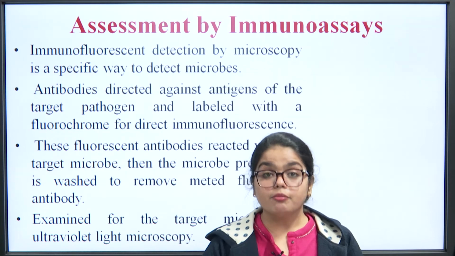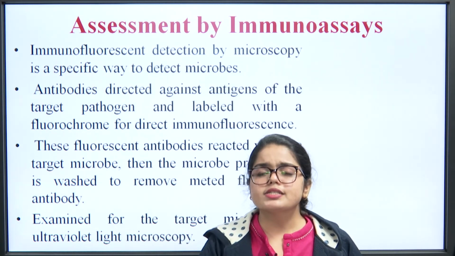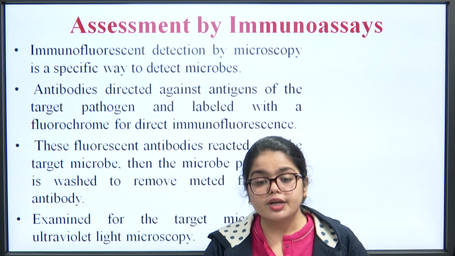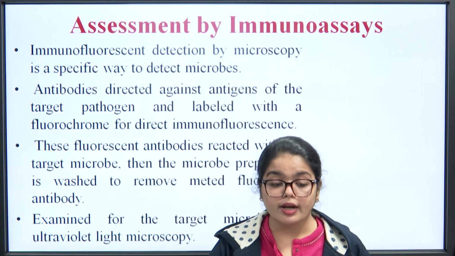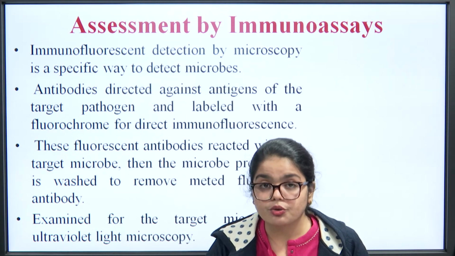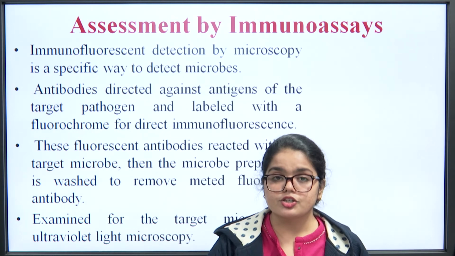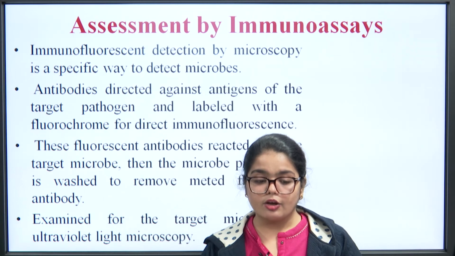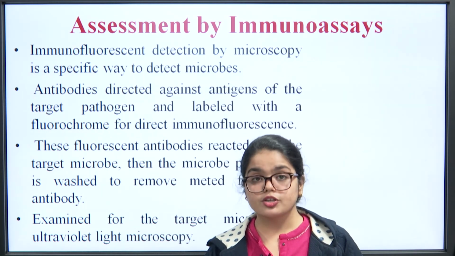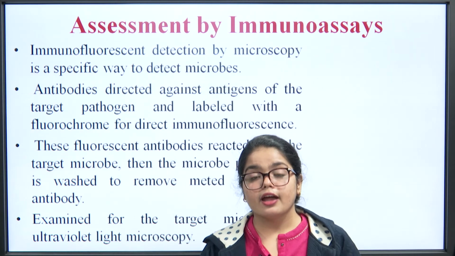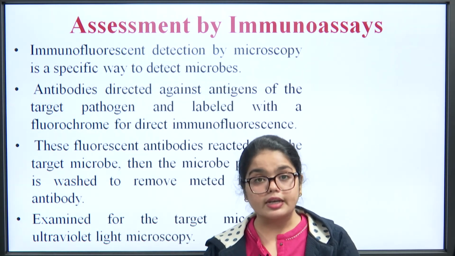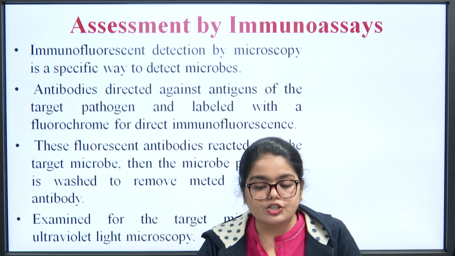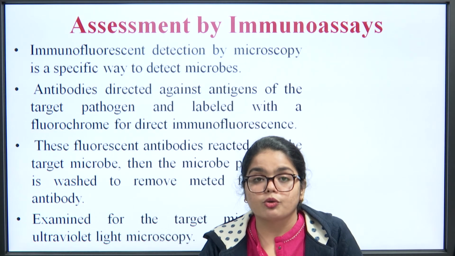Then comes the assessment by immunoassay. Immunoassays are very common, like ELISA, and many further assays are used to detect a particular kind of antibody or antigen in a preparation. We take the preparation, find out the particular antigen or antibody in it, and add the complementary antibody or antigen to the substance. If the clogging is there, we run it on the plate and read the plate, and we find out whether the contamination was there or not. So, immunofluorescent detection by microscopy is a specific way to detect microbes.